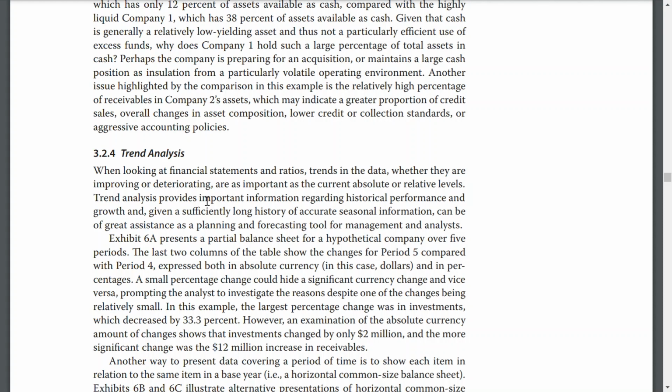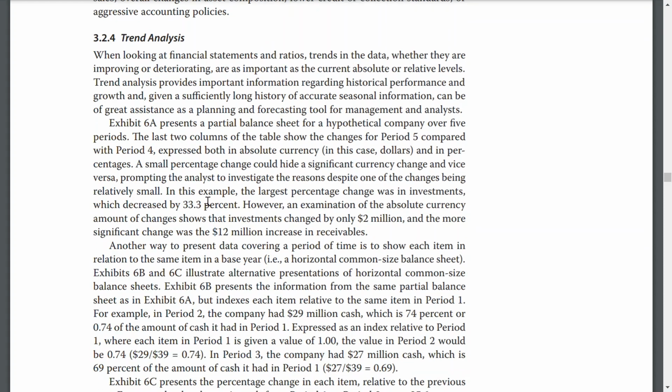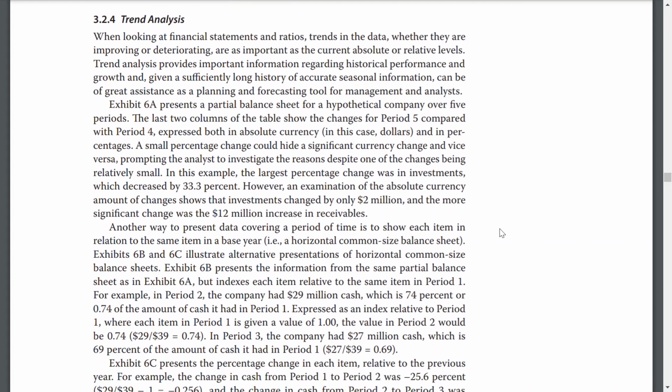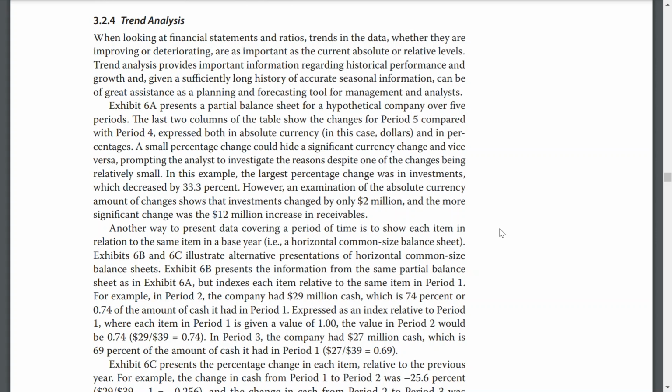Trend analysis. When looking at financial statements and ratios, trends in the data, whether they are improving or deteriorating, are as important as the current absolute or relative levels. Trend analysis provides important information regarding historical performance and growth, and given a sufficiently long history of accurate seasonal information, can be of great assistance as a planning and forecasting tool for management and analysts.